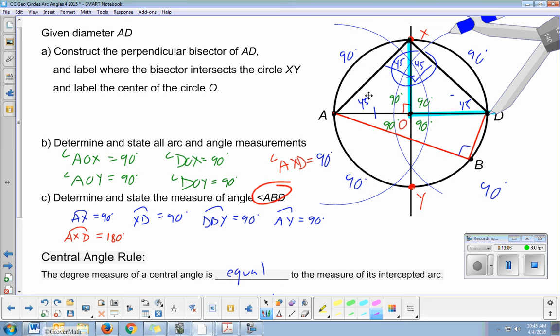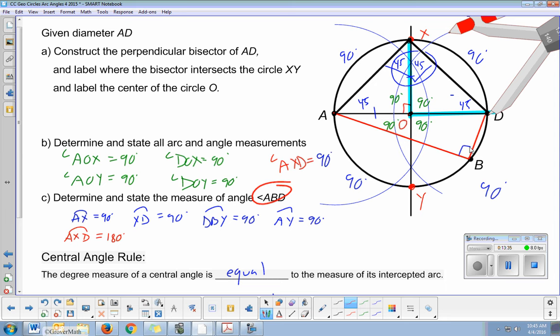The key is that this angle opens up to how much arc? Oh, it opens up to this much arc, and that's 180 degrees of arc. And this angle opens up to how much arc? Oh, it opens up to this much arc. Also 180 degrees of arc. If angles open up to the same amount of arc, then they themselves must be equal.